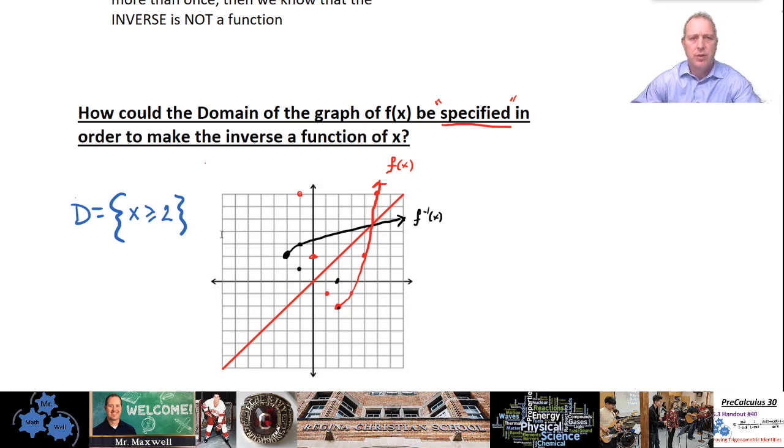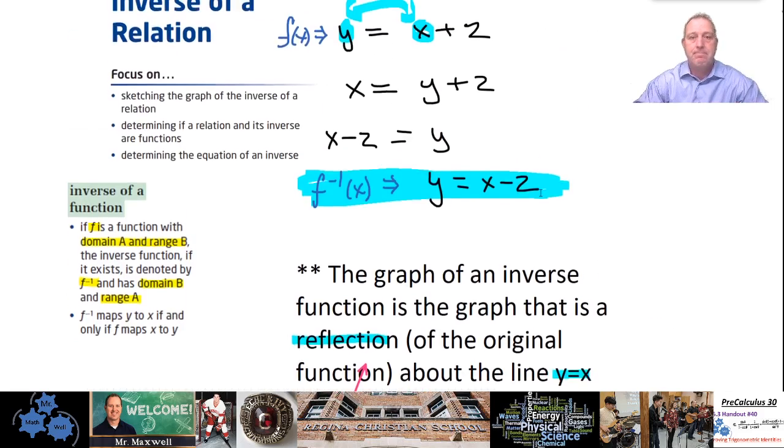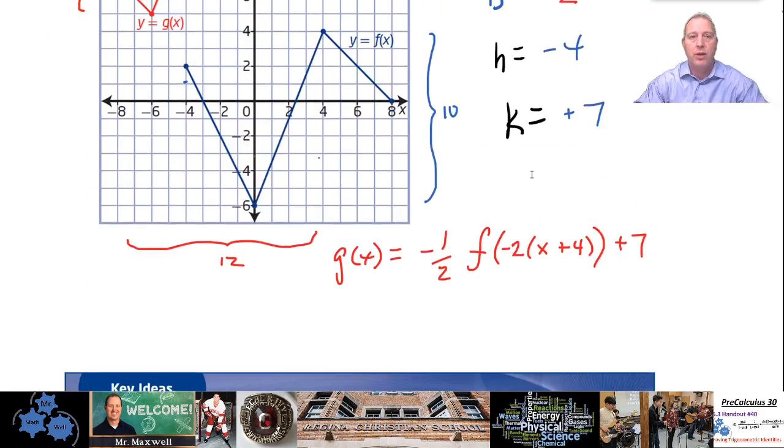So, okay. If you specify the domain, you can take a part of the original graph so that its inverse is also a function. And that's just a question you'll run into. Okay, so that's chapter 1. Everything in there that you've learned in chapter 1, you should be ready for your test now.